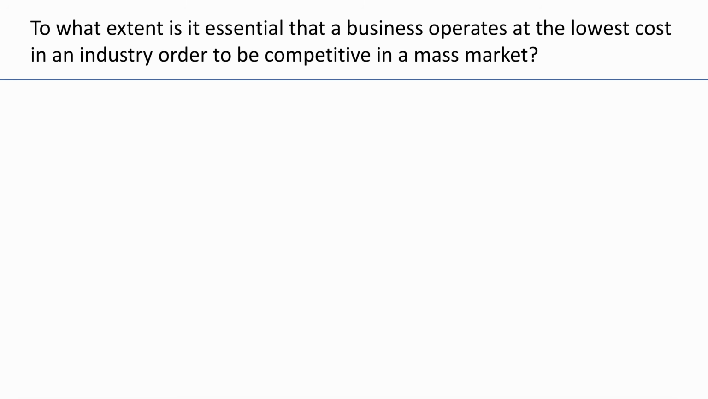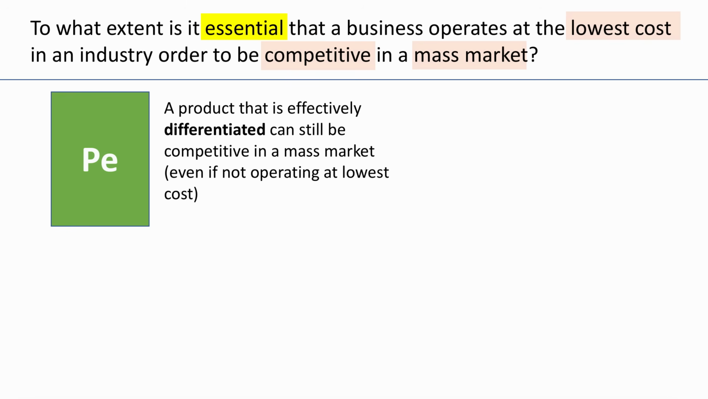Well, first of all, we have to find the evaluative hook. And in this case, the evaluative hook is the word essential. But the context provided to us is also important. We need to be writing about businesses, markets, where it may be essential to be the lowest cost provider in order to be competitive in a mass market. So we're talking about mass market industries here. Well, let's have a look.